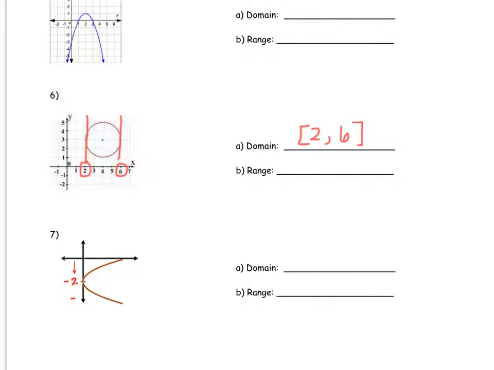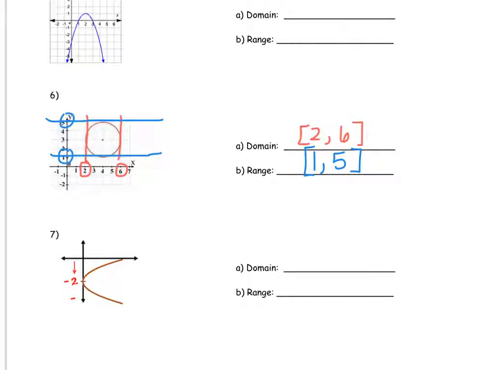Now the range, we said, was how tall this thing is. Well, it's as short as 1, and it's as tall as 5. So 1 is the shortest, 5 is the tallest. So again, the range goes from 1 to 5, and you just put brackets around them, just like that.